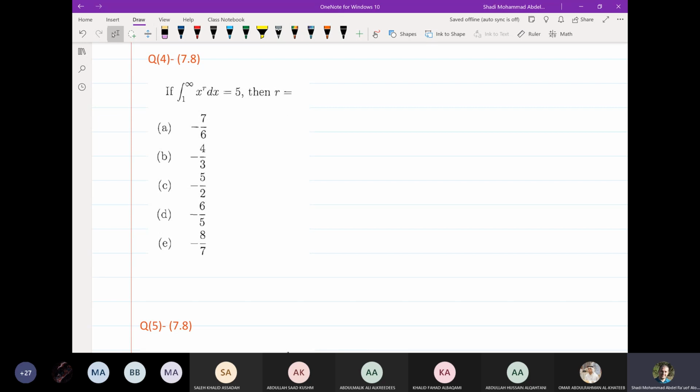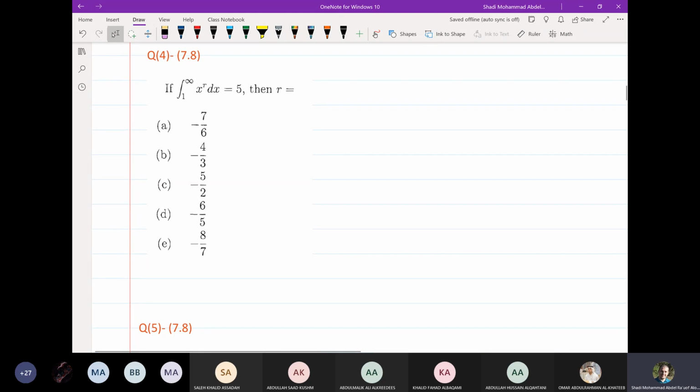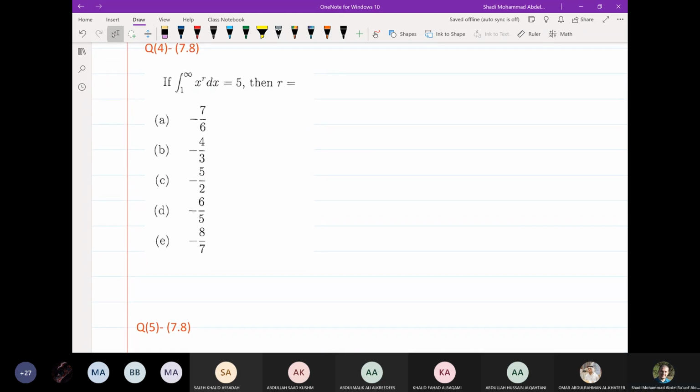Okay, this question is from the improper integral section 7.8. I will give you 2-3 minutes to try to solve it. It is an easy one, but a little bit tricky. Let's try to solve it. Suppose that this integral equals 5. If I suppose that the integral from 1 to infinity of x to the power r dx equals 5, what is the value of r? Take 2-3 minutes to solve it.